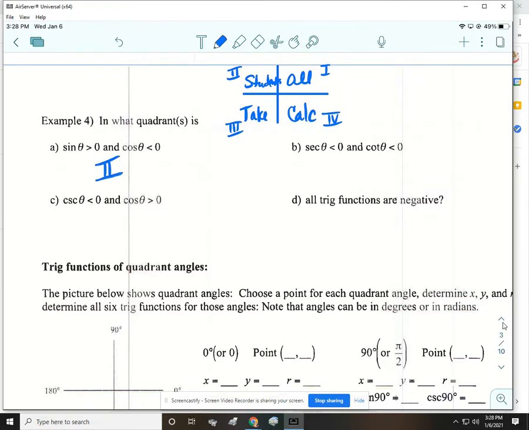All right, then we have the secant is negative. Now that's not the same S as this S, because that S is talking about sine, the original 3. So we would want to write down that this means that the cosine is negative. All right, and then for cotangent, that means the tangent is negative. So we want to find a quadrant where cosine and tangent are both negative. That's going to be quadrant 2.